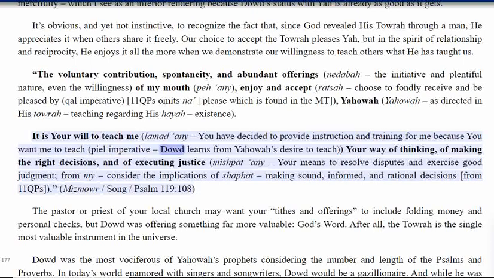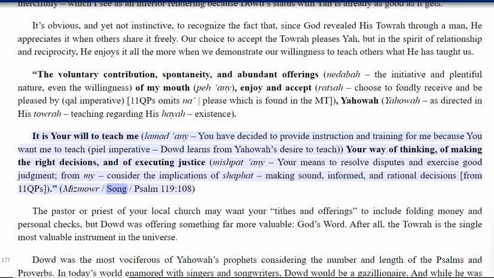Piel imperative, Dowd learns from Yahowah's desire to teach, your way of thinking, of making the right decisions, and of executing justice, Mishpat-Yod, your means to resolve disputes and exercise good judgment. From my, consider the implications of Shaphat, making sound, informed, and rational decisions, from 11QPs.